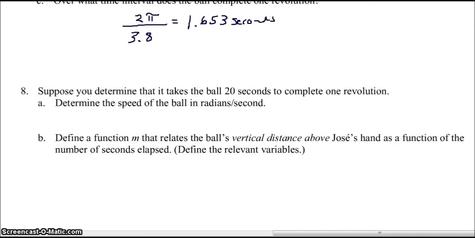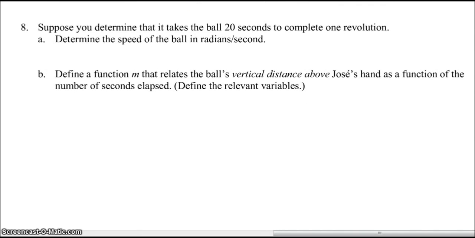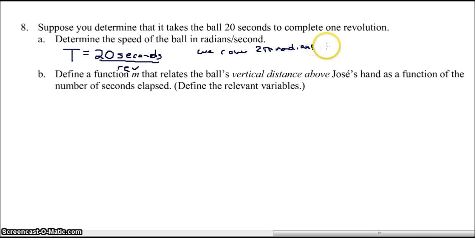Number 8. Suppose you determine that it takes the ball 20 seconds to complete one revolution. Determine the speed of the ball in radians per second. So what they've given us is the period. In precalculus we usually represent that with a capital T. So 20 seconds is the period. That's the time it takes for one revolution. That means we cover 2 pi radians, the full revolution, in 20 seconds.